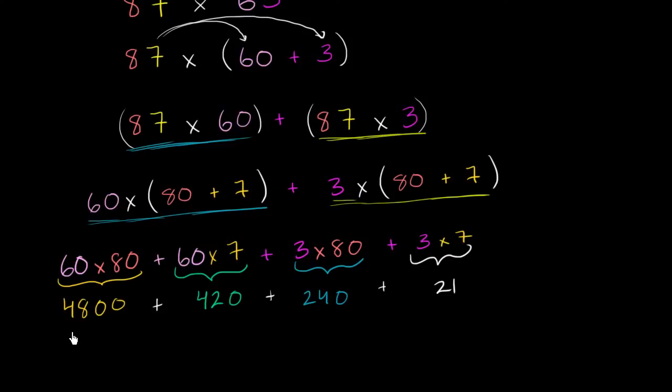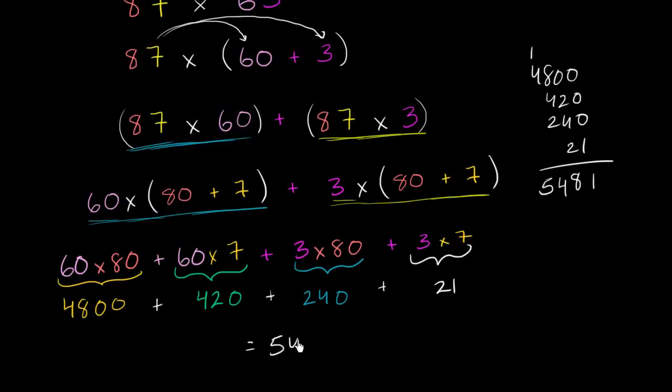So what is this going to be equal to? Well, we could add them all up. 4,800 plus 420 plus 240 plus 21. Well, you're going to get a 1 here. 20 plus 40 plus 20 is 80. 800 plus 400 is 1,200, plus 200 more is 1,400. And so you get 5,481. It's equal to 5,481.